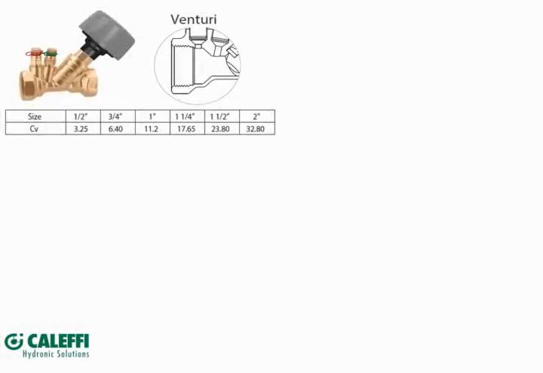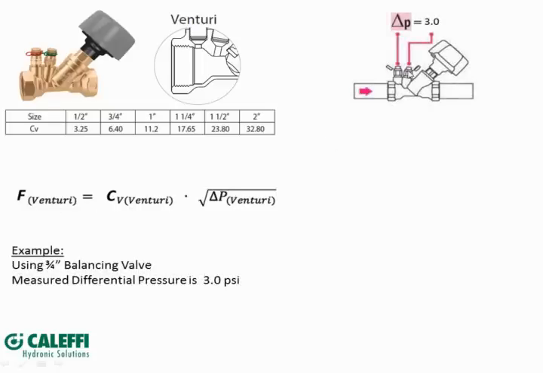Okay, so going to our balancing example now, we're going to balance a circuit using a fixed Venturi balancing valve. In Caleffi's literature will be the size of the valve, starting at 1/2 inch up to 2 inch, and the Venturi flow coefficient, so the flow coefficient of the Venturi. So we can take the formula that we saw in the prior slide, F equals CV times the square root of the delta P, and apply it to the Venturi. So for example, if we put a pressure differential gauge across our ports here, and we measured 3 psi, and we're using a 3/4 inch balancing valve, which means in advance we know that the CV is 6.4.